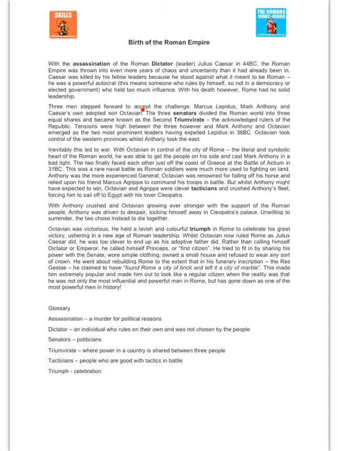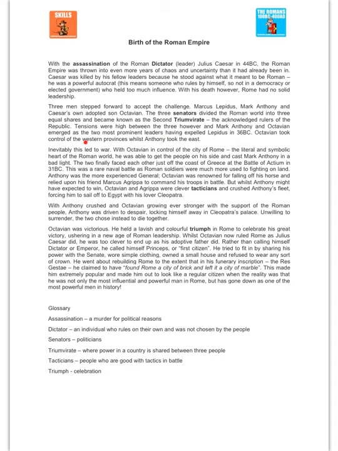Three men stepped forward to accept the challenge: Marcus Lepidus, Mark Antony, and Caesar's own adopted son, Octavian. The three senators divided the Roman world into three equal shares and became known as the Second Triumvirate, the acknowledged rulers of the Republic. Tensions were high between the three, however, and Mark Antony and Octavian emerged as the two most prominent leaders, having expelled Lepidus in 36 BC.